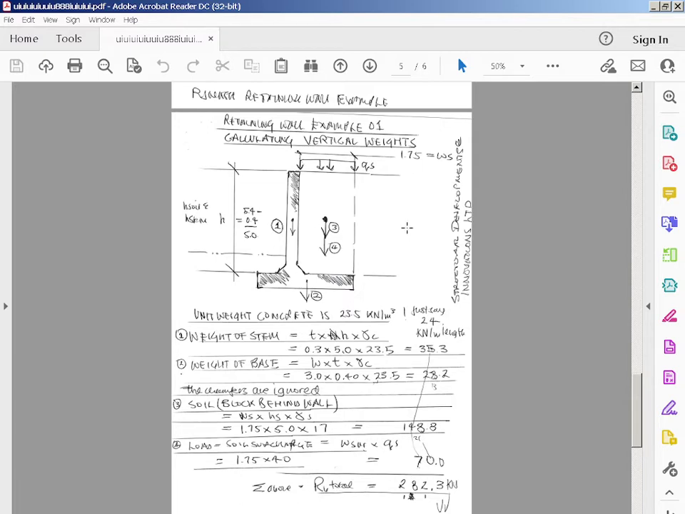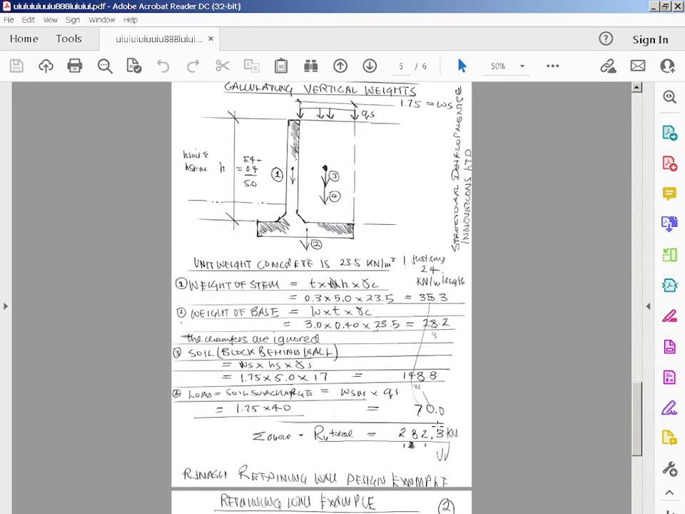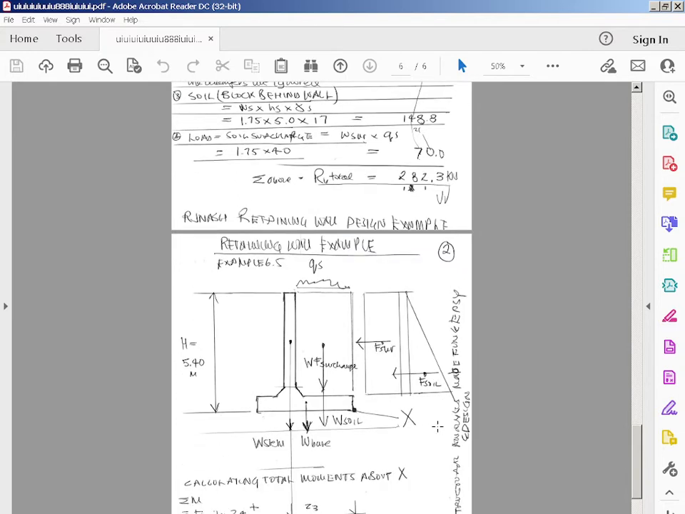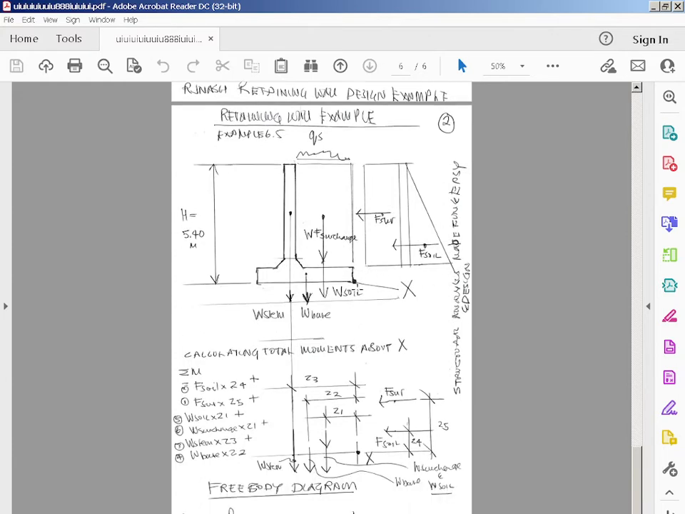So the total RV downwards is 35.3 plus 28.2 plus 148.8 plus 70. That gives you 282.3 kilonewtons. So the next part of the solution is to find all the moments about X. We've done the lateral soil pressures in the previous videos. Now we've got all the RVs.